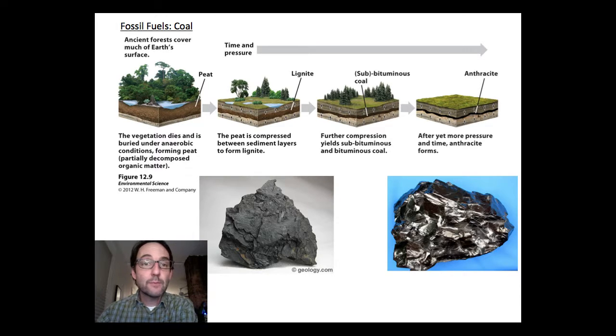This diagram, which comes from your book, shows the progression in the formation of coal. So here we have one of our ancient forests. It actually didn't look like this at all. It's kind of funny, they show it. These are all modern day plants. The plants that existed in these forests look nothing like this, but we'll let them slide on that.